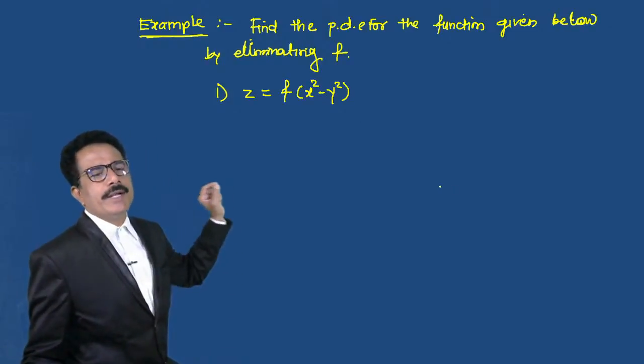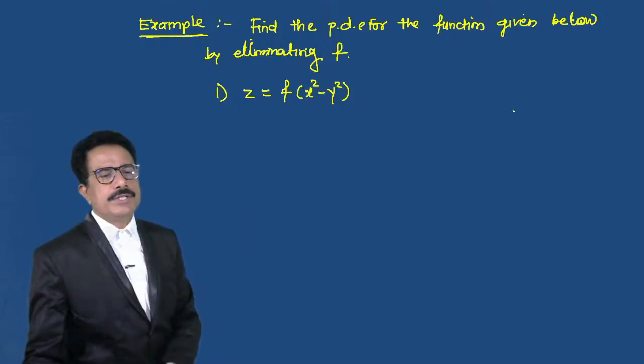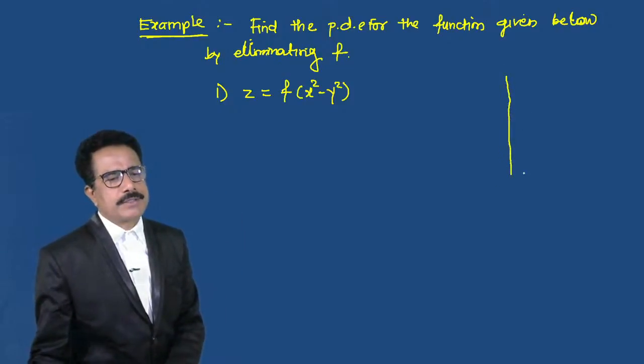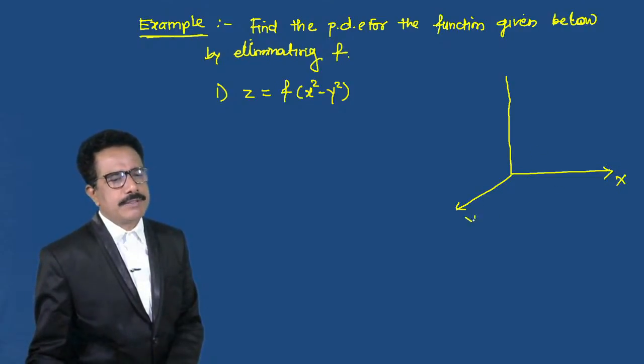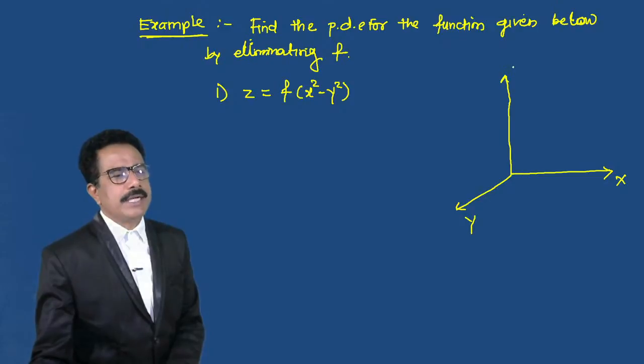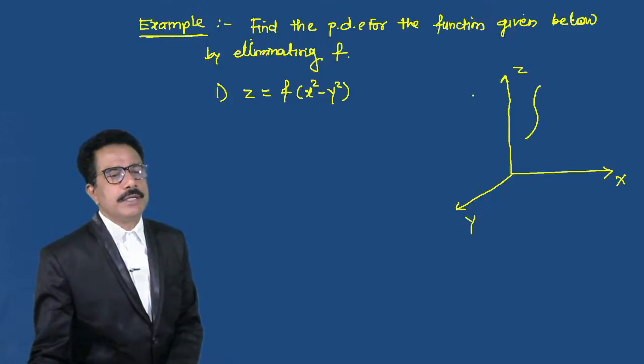See this, we have given a function z equals f of x comma y square. It is like this: x, y, and we shall consider this is the z. Then we have to find out the surface generated due to the revolution of the curve, whatever it may be. Now this curve can be of any type. A rough idea I am going to express.